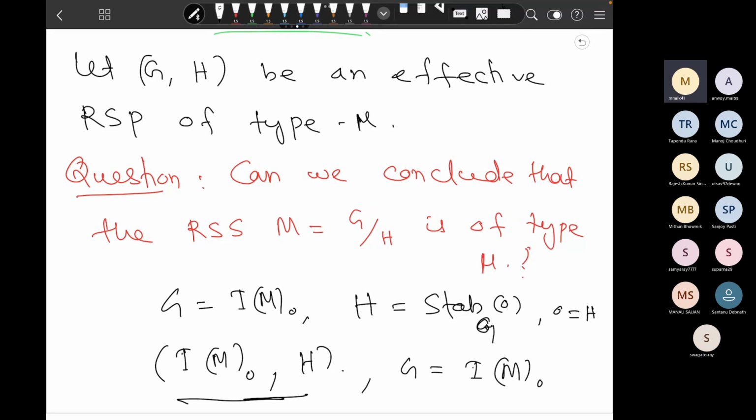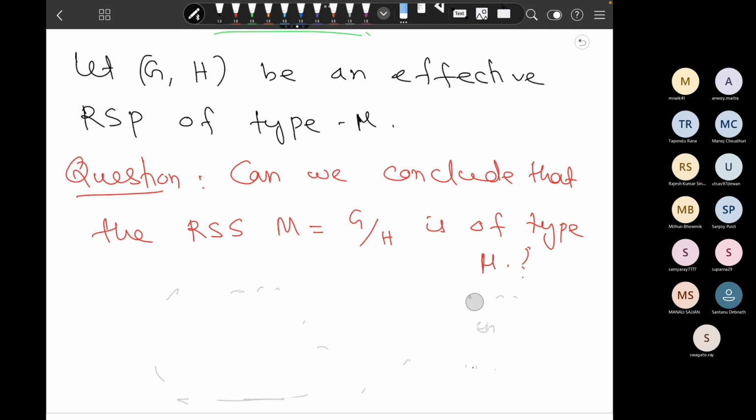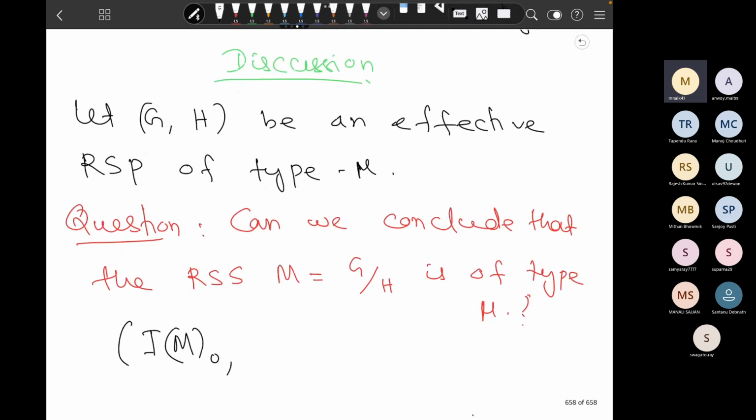So let me start from the beginning. Let G comma H be an effective Riemannian symmetric pair of type mu. Can we conclude that the Riemannian symmetric space M equals G mod H is of type mu?